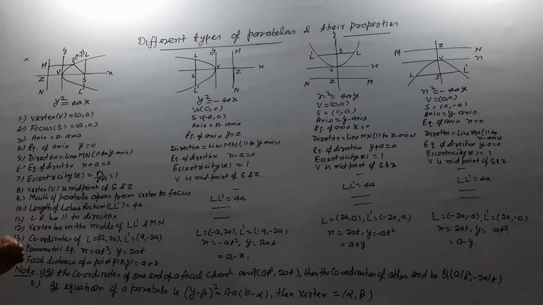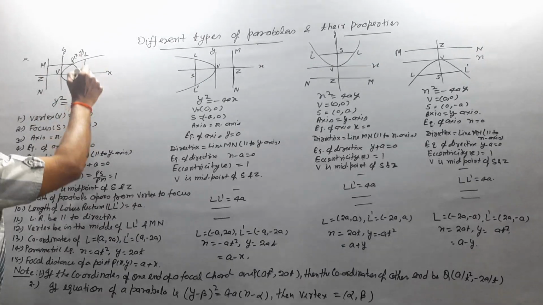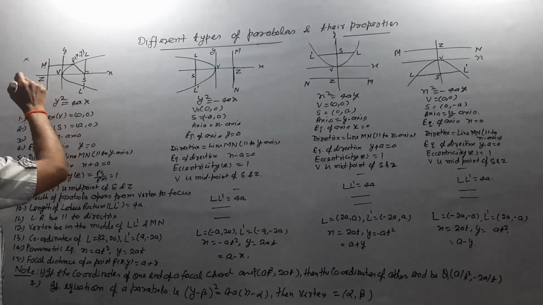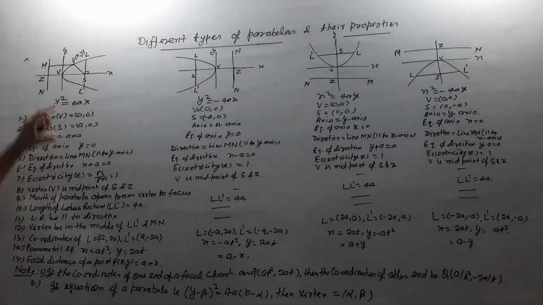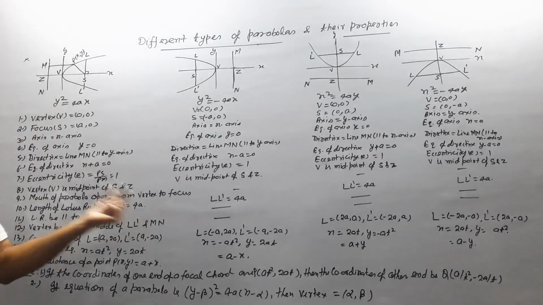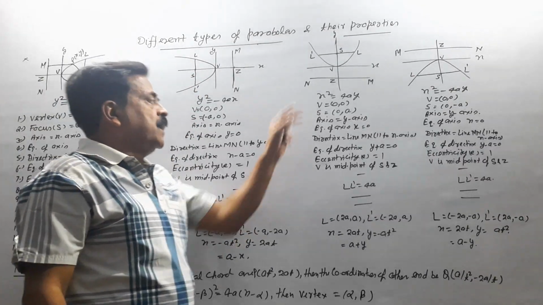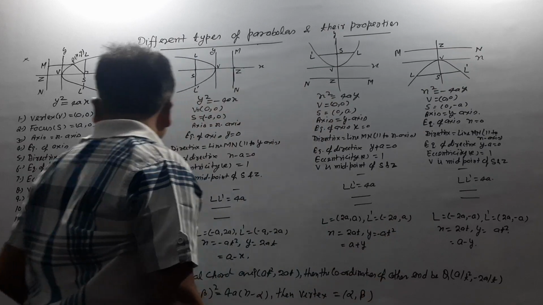Length of latus rectum. The latus rectum is a focal chord which is perpendicular to the axis of the parabola. L dash is a line, a focal chord passing through the focus, and this line is perpendicular to the axis of the parabola. So this is called the latus rectum. The length of the latus rectum is 4a, and in this case it is also 4a. In all 4 cases, the length of the latus rectum is 4a.